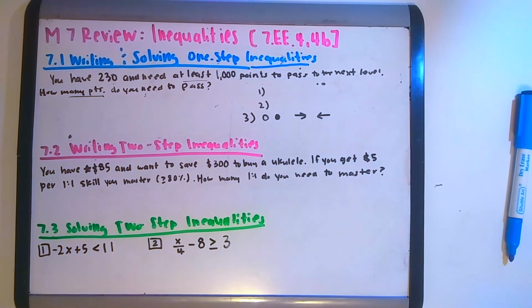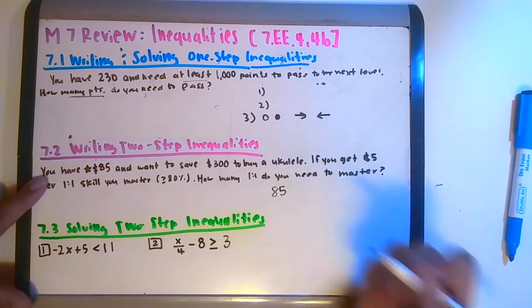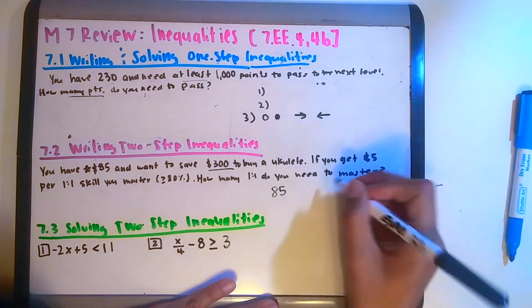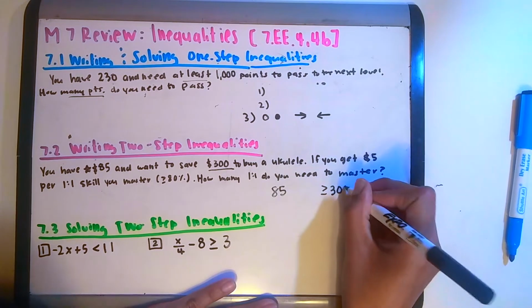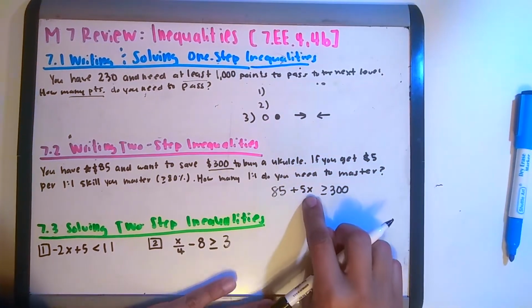Same thing, but this is a two-step inequality. So it says you have 85 star dollars and you want to save up 300 star dollars to buy a ukulele. If you get $5 per one-on-one skill that you master, which is 80% or higher accuracy, how many one-on-one skills do you need to pass or master? So then I already have $85, and I want to at least save $300. So I'll be greater than or equal to 300, and then I have to plus 5 times x because I don't know how many focus skills I need to pass.